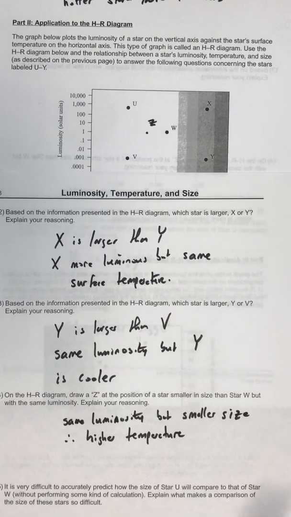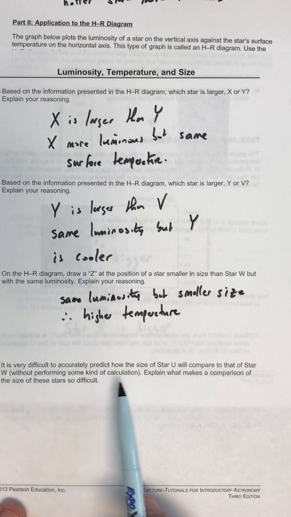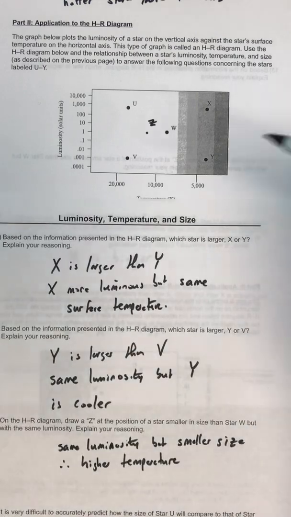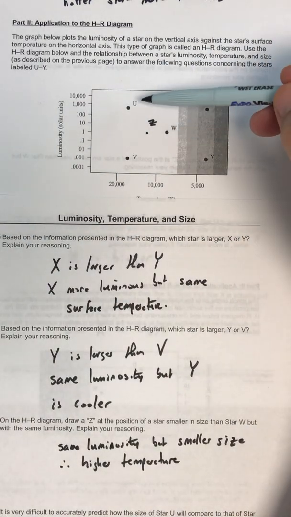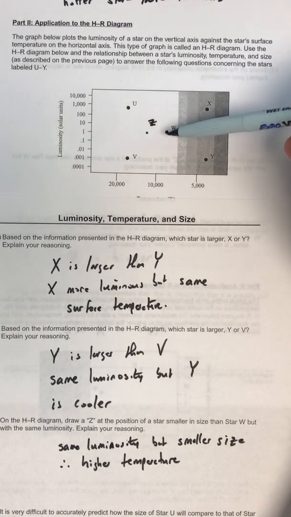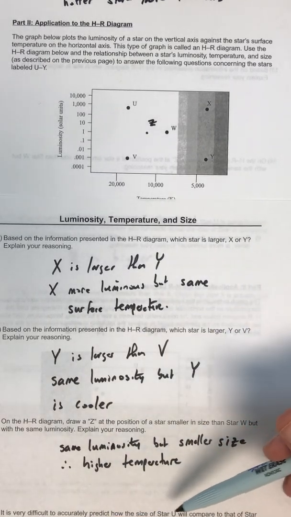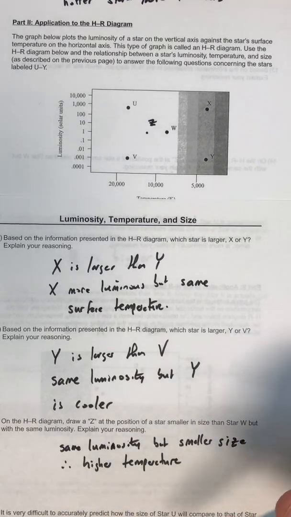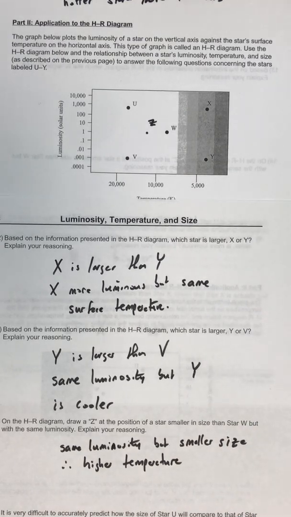All right, last question. It is very difficult to accurately predict how the size of star U will compare to that of star W. So we're thinking about U and W. U is hotter and more luminous. W is cooler and less luminous. So it's very difficult to accurately predict how the size of star U will compare to that of star W without performing some kind of calculation. Explain what makes a comparison of the size of these stars so difficult.